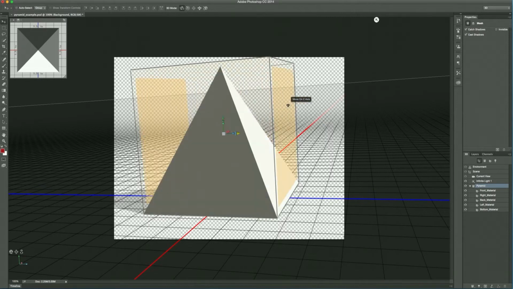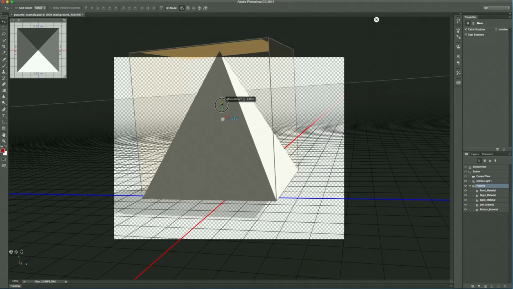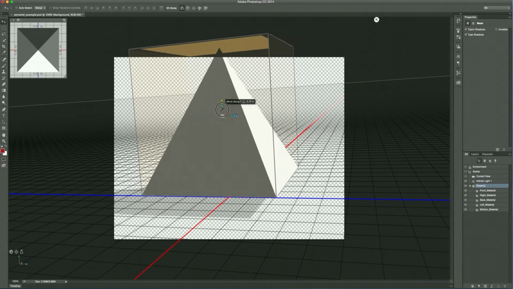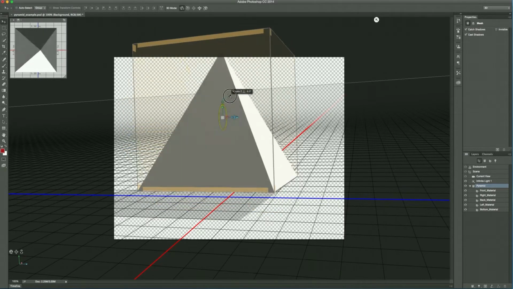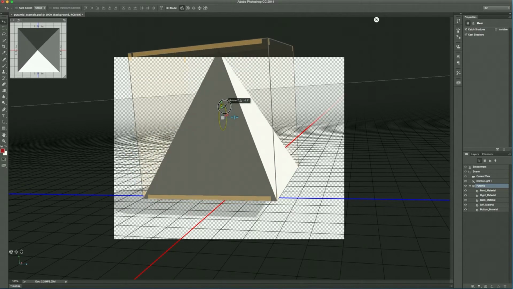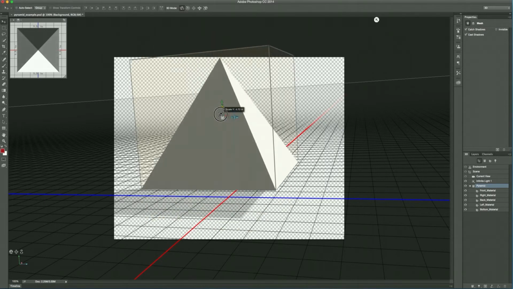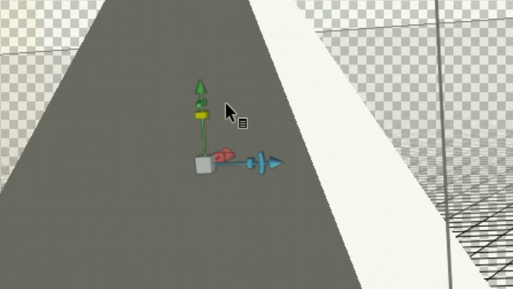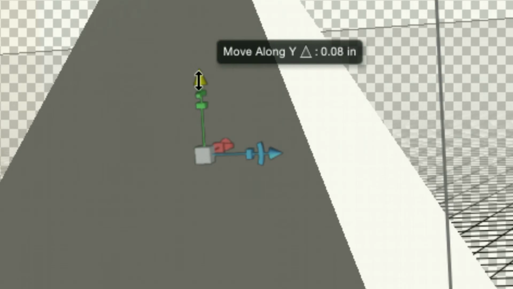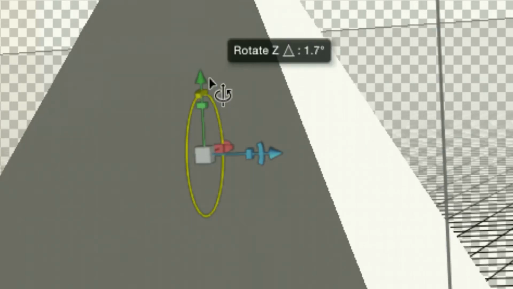This is the Y-axis. You can scale the object or move the object with the cone at the top, up or down. You can rotate around the Z-axis with the middle. And you can scale with the bottom square. Here's a closer look. This is to move the object. This is to rotate it. And this square right here is to scale it.